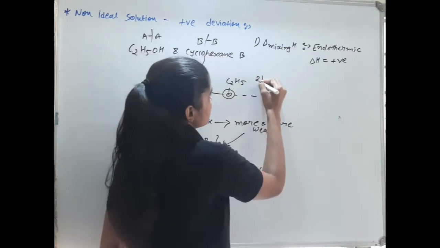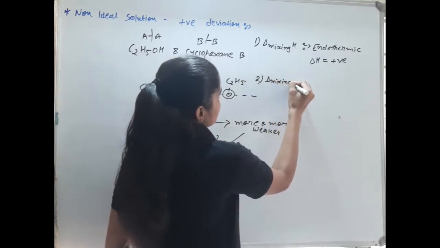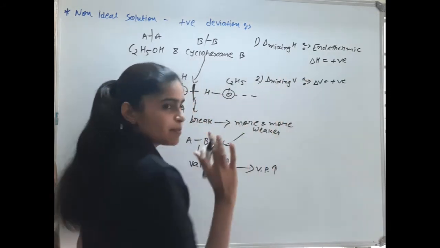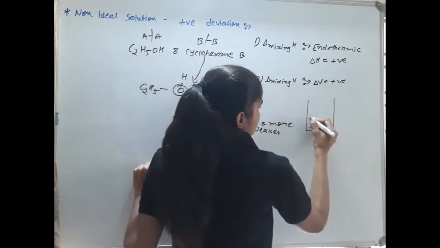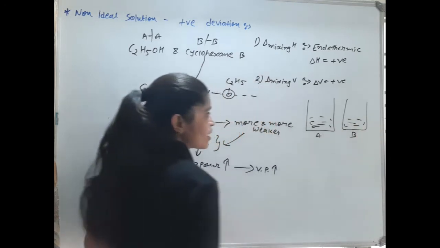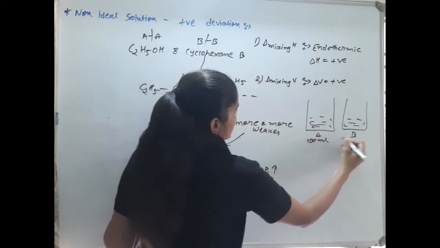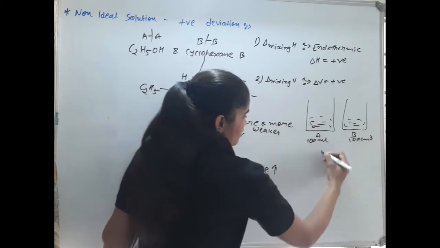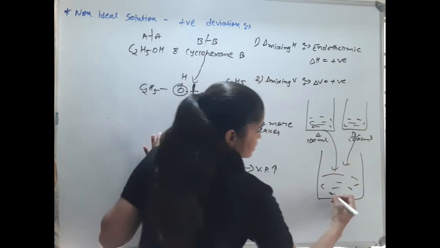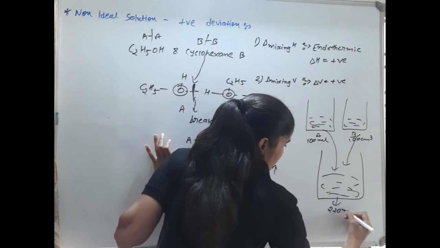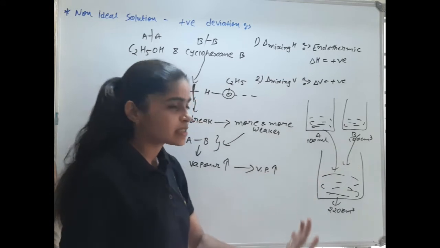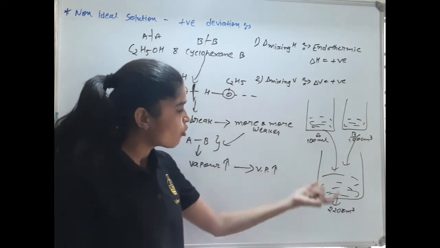The second point is delta mixing V, the change in volume when mixing. This is the pure component A and this is the second pure component B. For example, consider 100 ml and 100 centimeter cube. When these two, A and B, are mixed, this gives 220 centimeter cube. It means 100 plus 100 is equal to 200, but in this case the volume is increased.